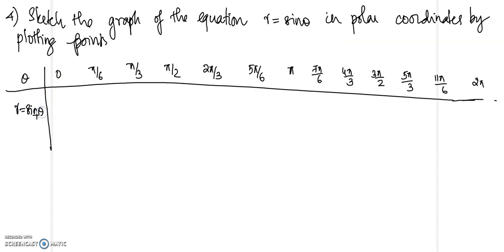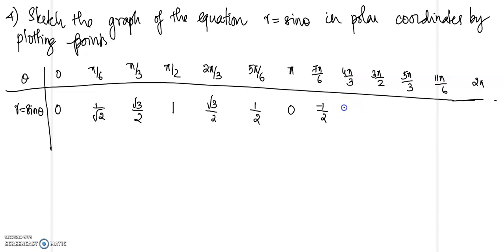r is sin theta. Now when theta is equal to 0, sin 0 is 0. Sin pi by 6 is 1 by 2. Sin pi by 3 is root 3 by 2. This is 1. And sin 2 pi by 3, that is root 3 by 2. Sin 5 pi by 6 will be 1 by 2. Then we have 0.